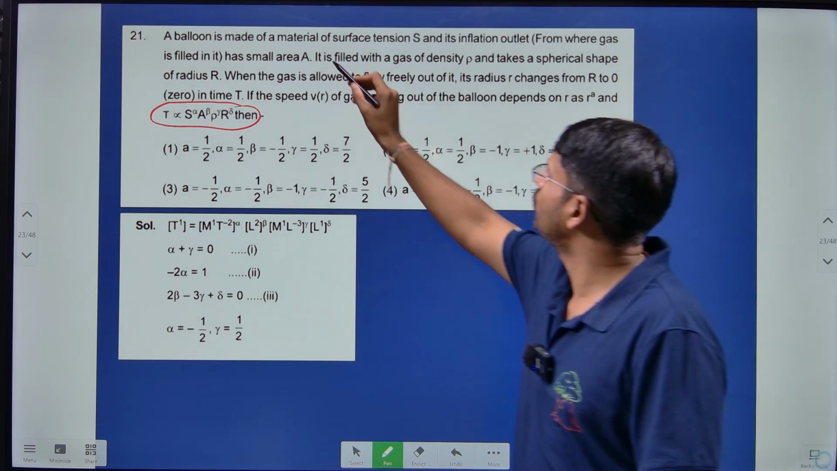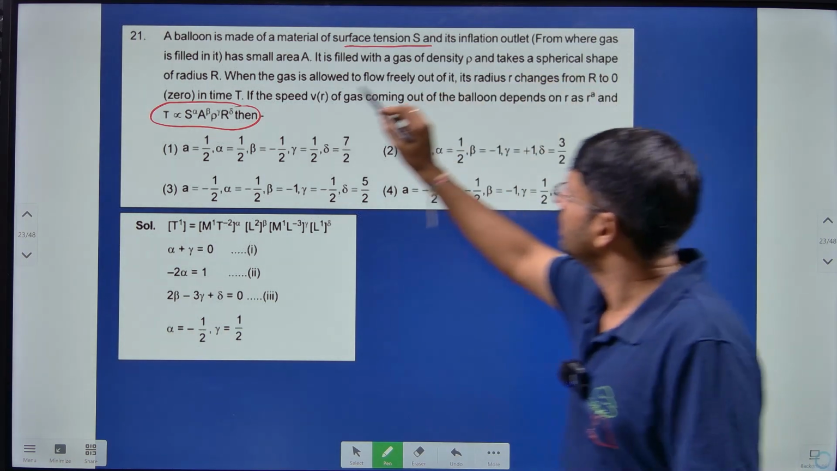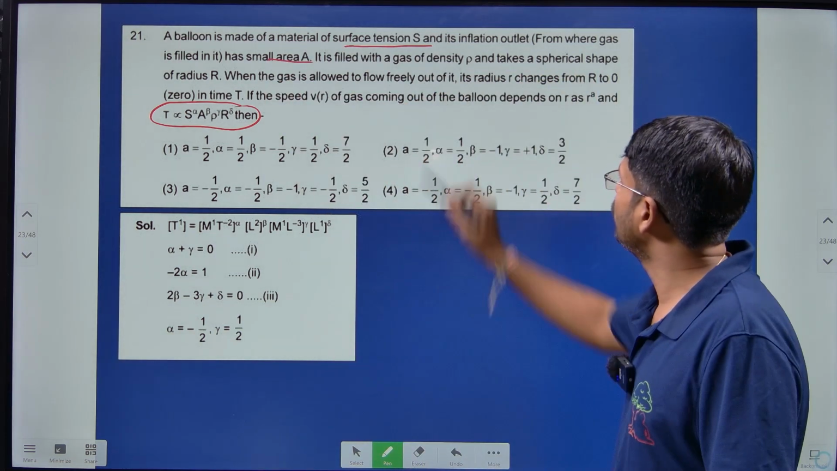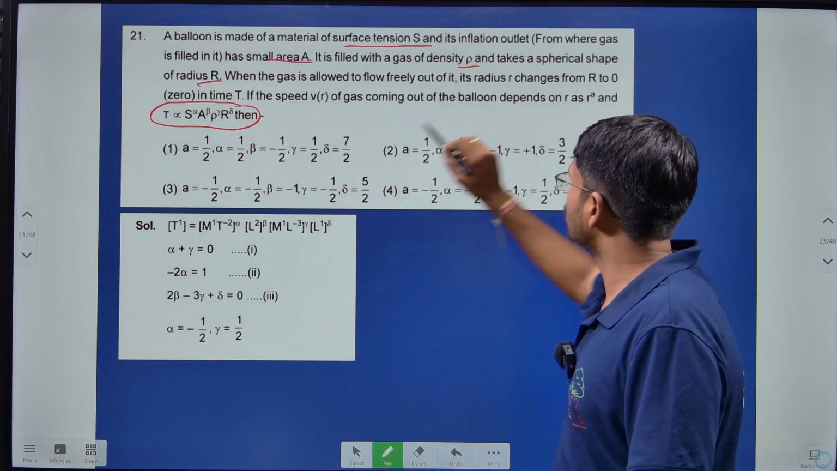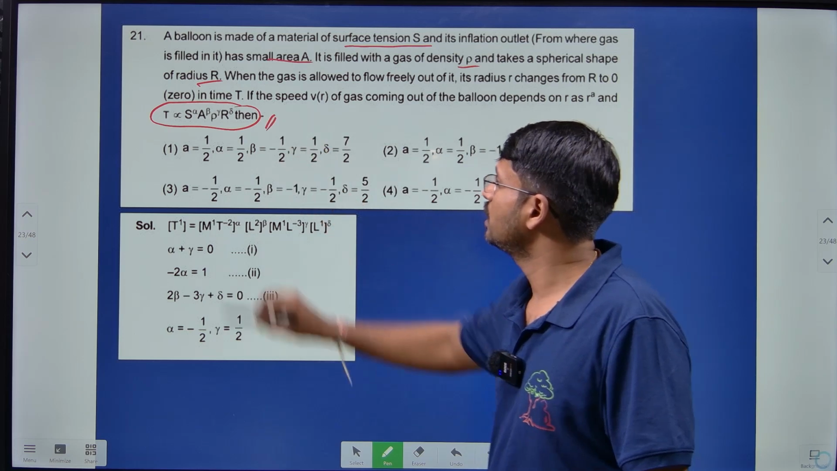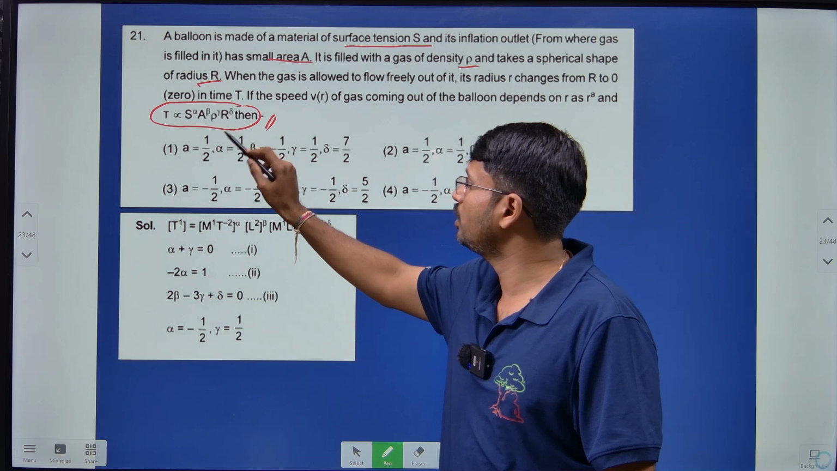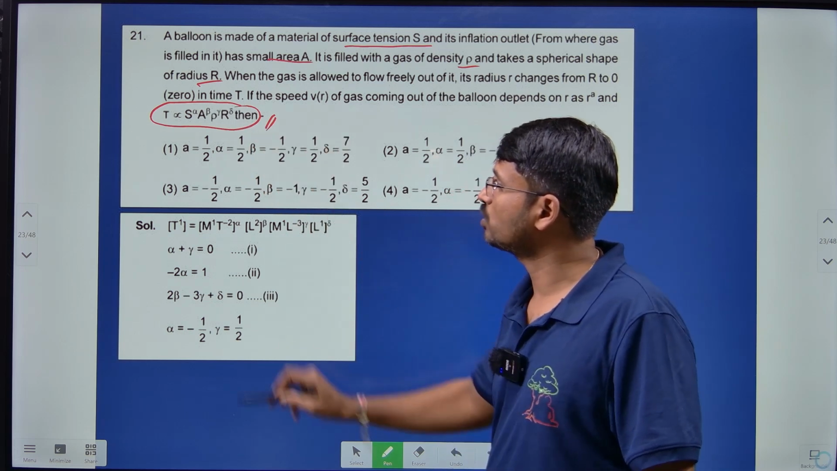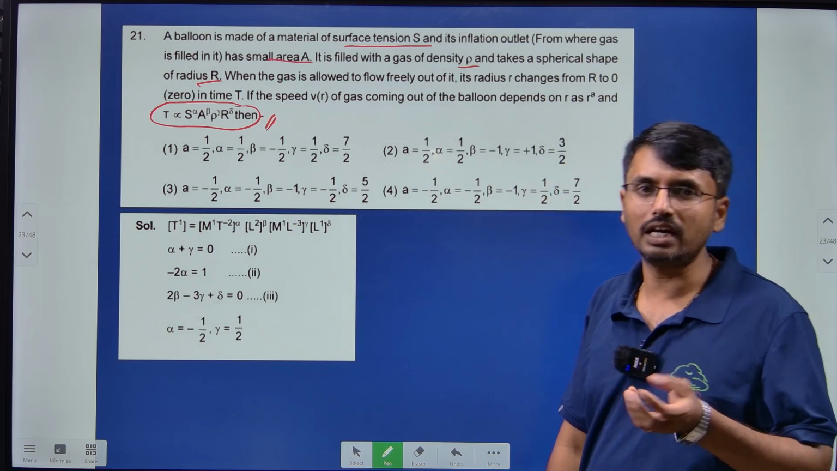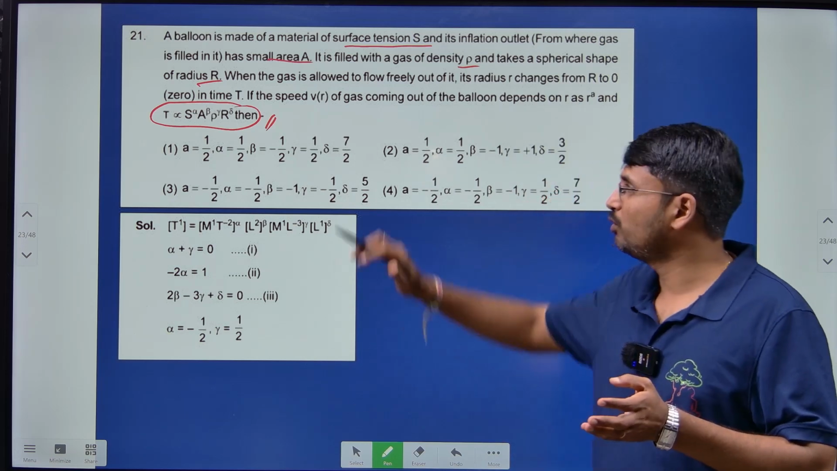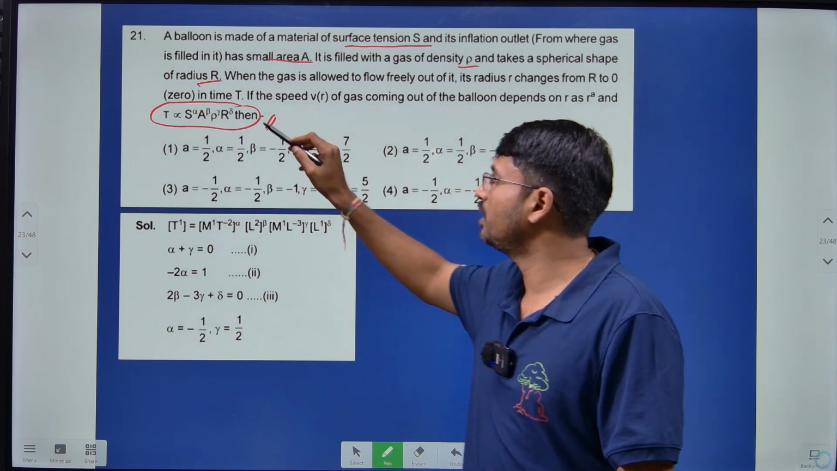A balloon is made of a material of surface tension S. Its inflation outlet has a small area A. It is filled with gas of density rho, in spherical shape of radius r. They have given one relation: T is the time, and time is directly proportional to S power alpha, A power beta, rho power gamma, r power delta. S is surface tension, area, density, and the radius. We know how to apply the dimensional formula, so by using dimensions we can easily get alpha, beta, gamma, delta here.